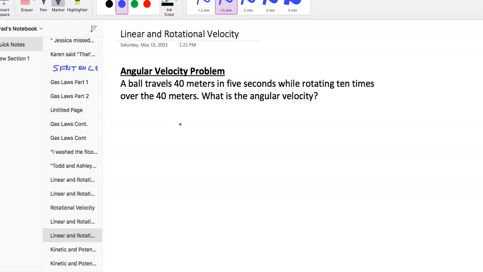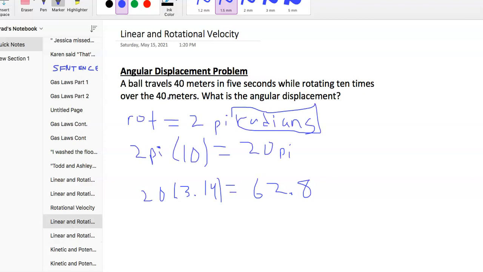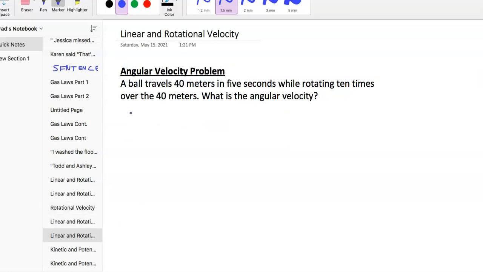All right. So a ball travels 40 meters in 5 seconds, rotating 10 times over the 40 meters. So exact same question, and then they want to know what is the angular velocity. We need to know that angular velocity is angular displacement divided by time. In this last problem, we already solved for angular displacement and found that it was 62.8 radians. So we start with that. Angular velocity is the angular displacement, which was 62.8 that we just found in the last problem.